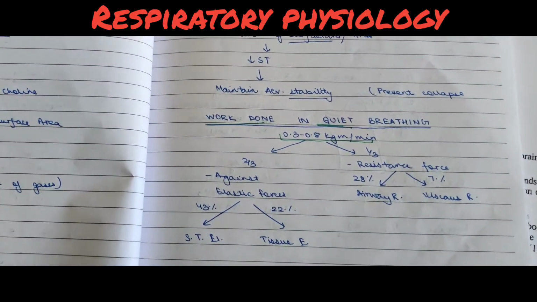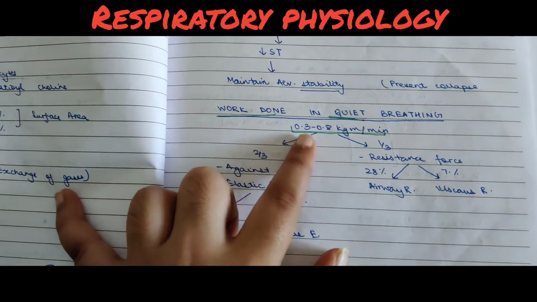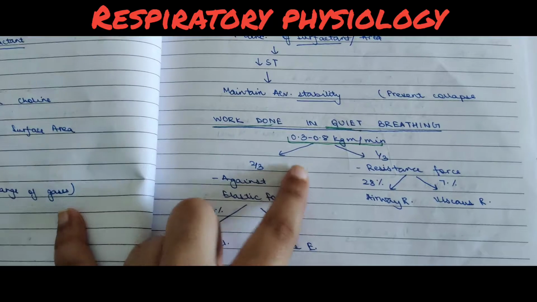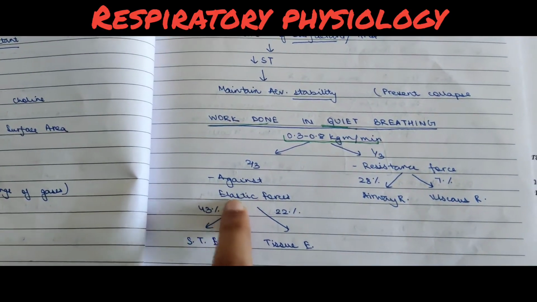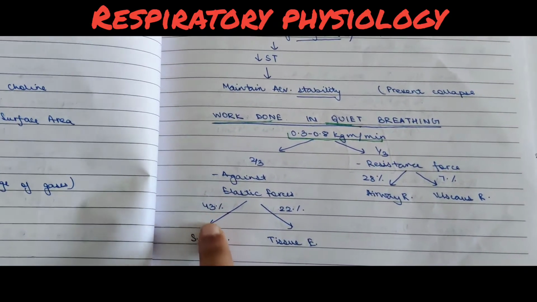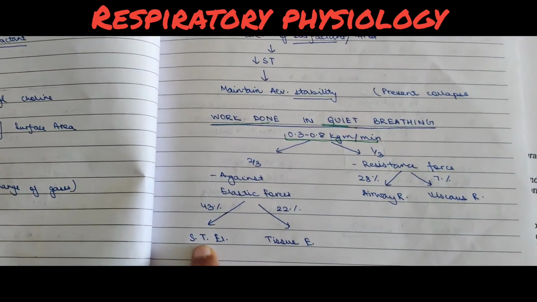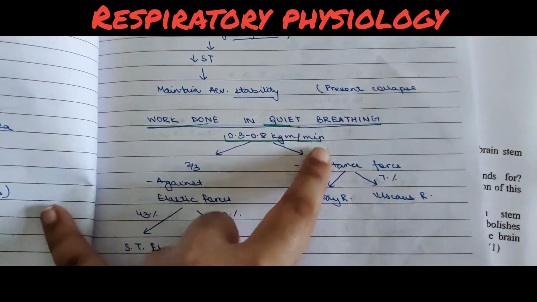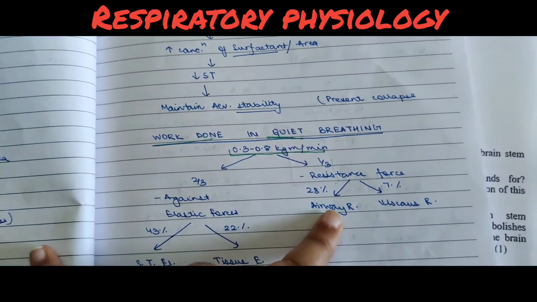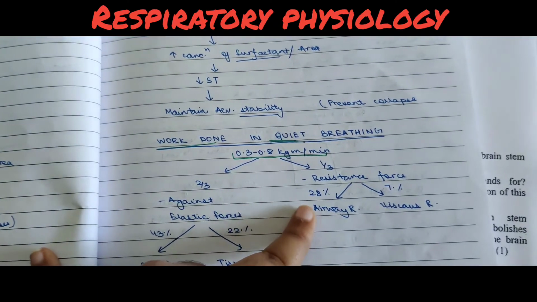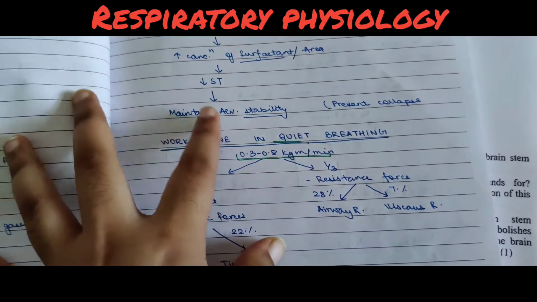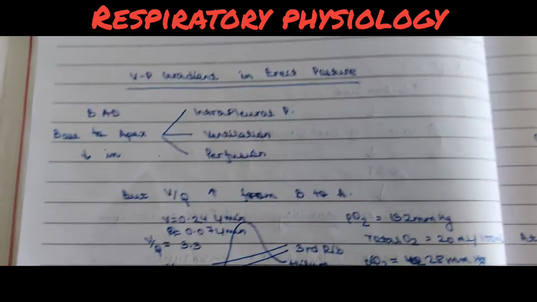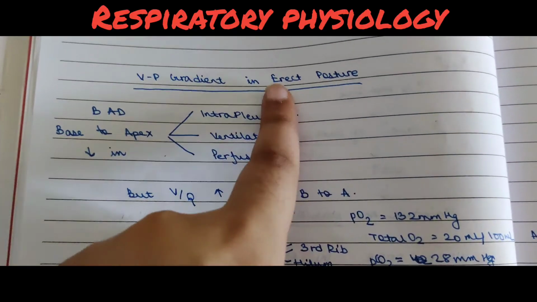Now, work done in quiet breathing. Its value is 0.3 to 0.8 kilogram meter per minute. 2/3 of this work is done against the elastic force. Out of this, 43% is against the surface tension elastic force and 22% against the tissue elastic force. 1/3 is against the resistance force, out of which 28% is against the airway resistance and 7% against the viscous resistance.